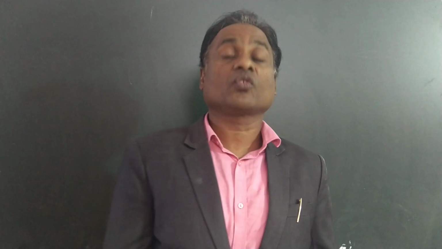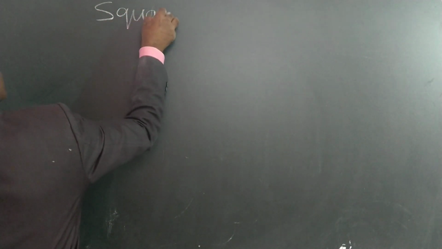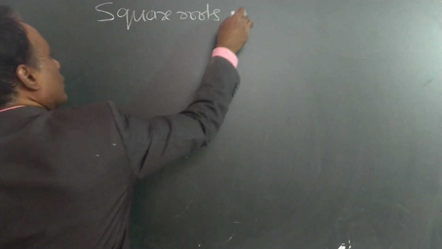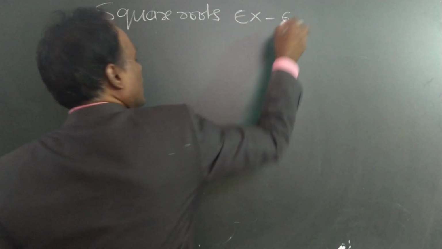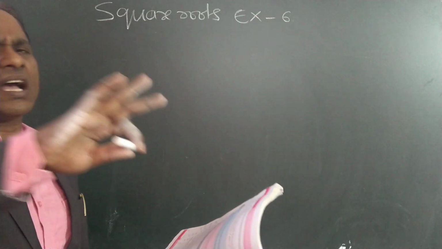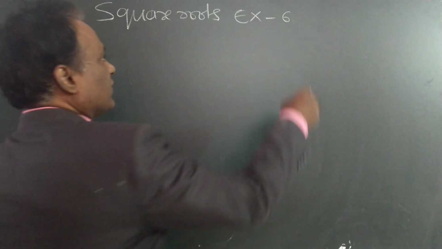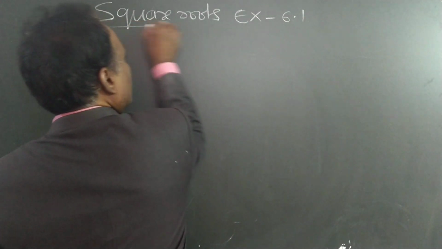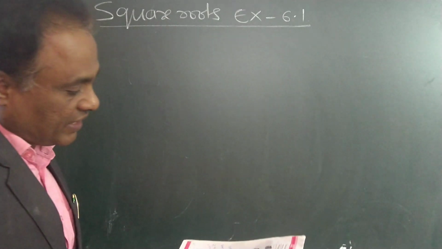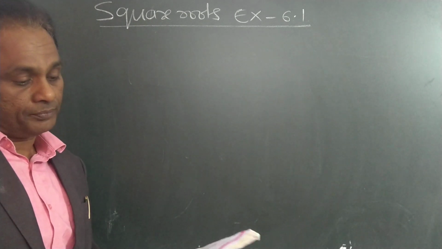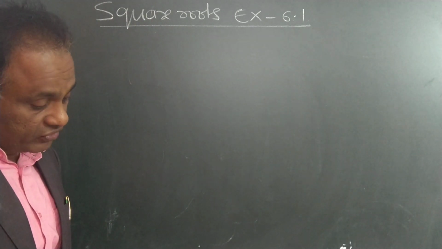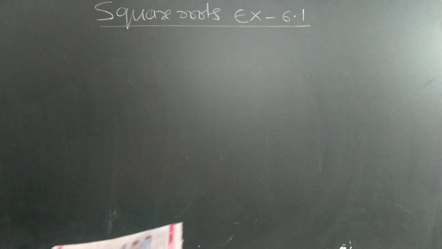We started the square roots and cube roots chapter. This is the sixth chapter in our textbook. In that, I explained the concept of square roots, and we also started Exercise 6.1. We completed the first question and also the fourth one.